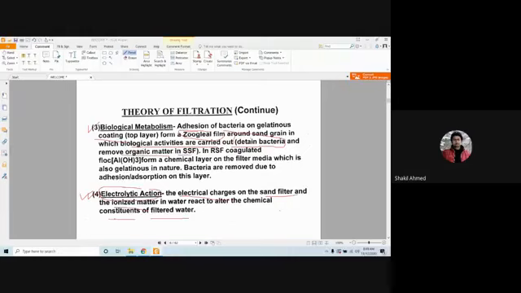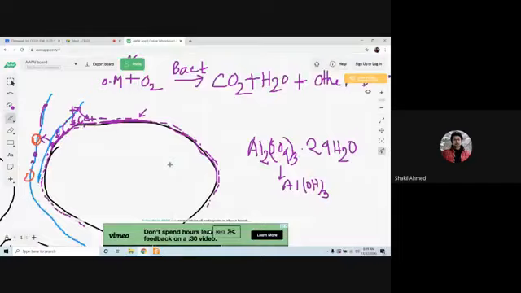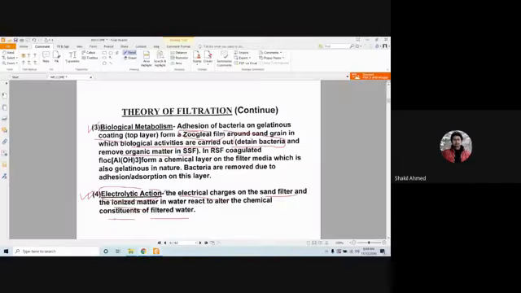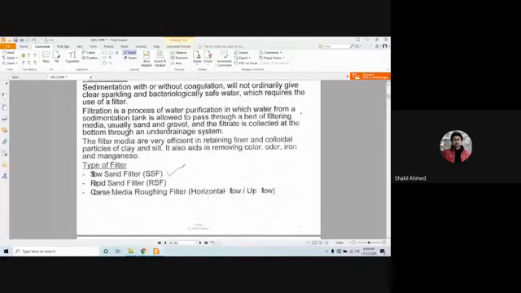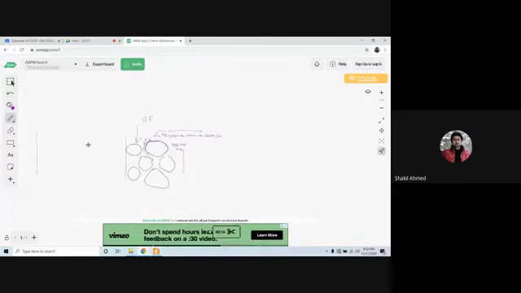You know, there are different types of filter media. As I discussed previously, you have slow sand filter where the water passes slowly. There is another type of filter where the water passes rapidly, that's a rapid sand filter. Are you following me?